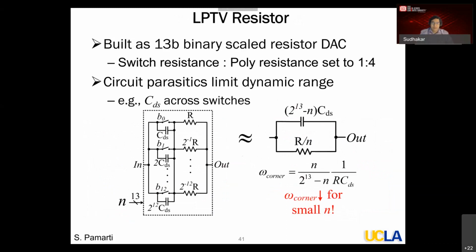So here is an example realization of the resistor. In our case, we built a 30-bit resistor, a simple binary-scaled resistor. You can see the R values. It's a poly resistance and the switch resistance, with the switch gate. We chose the switch resistance to poly resistance ratio to be about 1:4. You can make it higher or lower. If you make the switch smaller, it will have a larger resistance, which means the power consumption in switching the resistors is going to become lower.